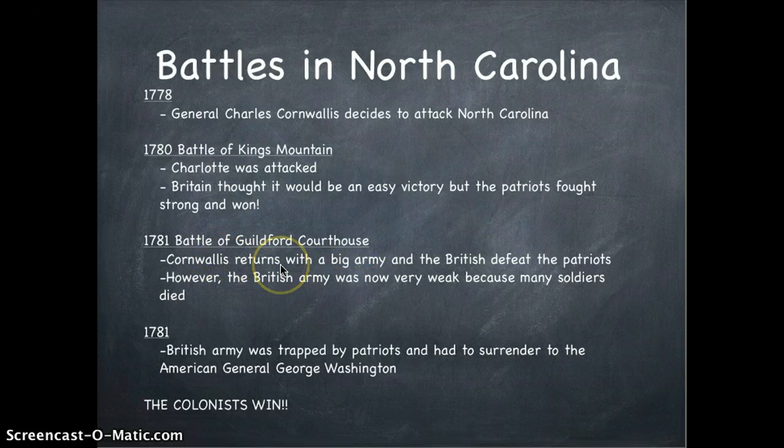Cornwallis came back for revenge with a big army, and the British defeated the Patriots. However, the British army was now very weak because many of their soldiers died. Then, in 1781, the British army became trapped by the Patriots, and they had to surrender to the American General George Washington, who was on the colonist Patriot side. This meant that the colonists would win their independence from Britain. All these battles are very important to North Carolina history.